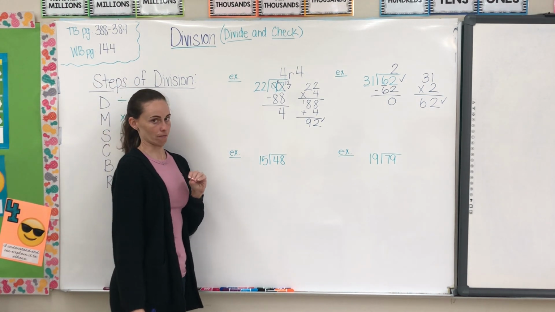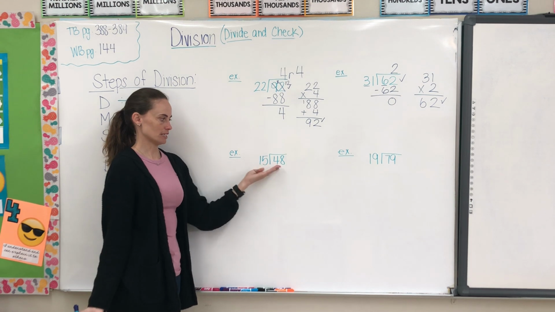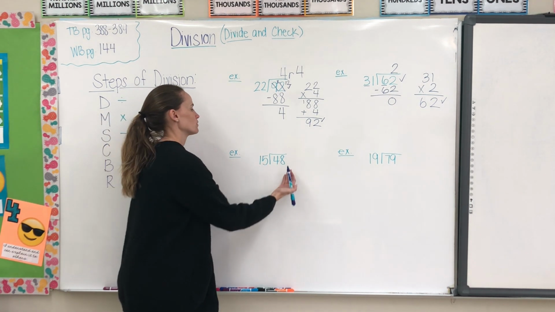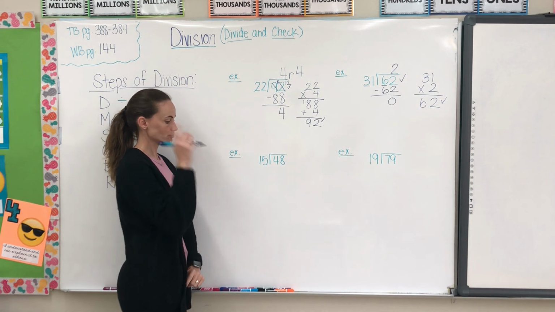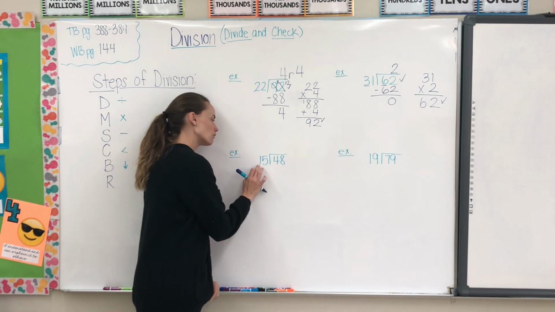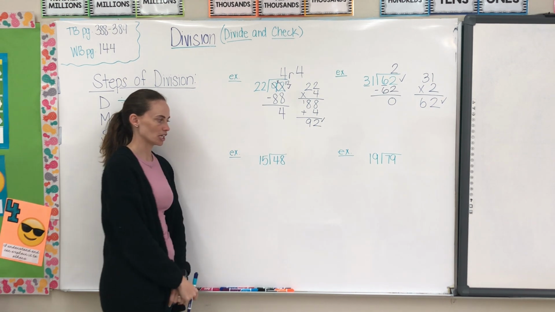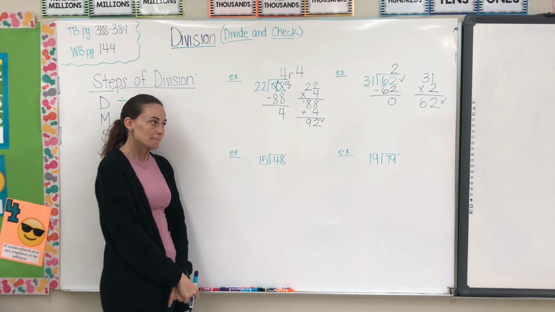48 divided by 15. Can 15 go into 4? No, because it's larger. So we're doing 15 into 48. So we think 1 times what number is going to give me 4?